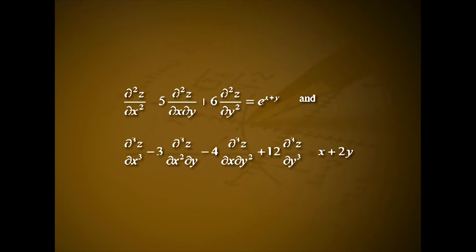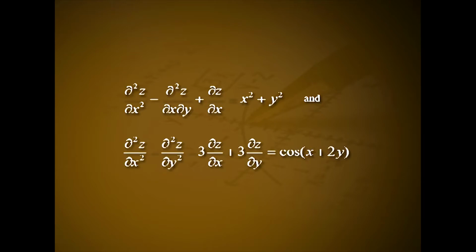For example, ∂²z/∂x² − 5 ∂²z/∂x∂y + 6 ∂²z/∂y² = e^(x+y), and ∂³z/∂x³ − 3 ∂³z/∂x²∂y − 4 ∂³z/∂x∂y² + 12 ∂³z/∂y³ = x + 2y are equations of the first category.